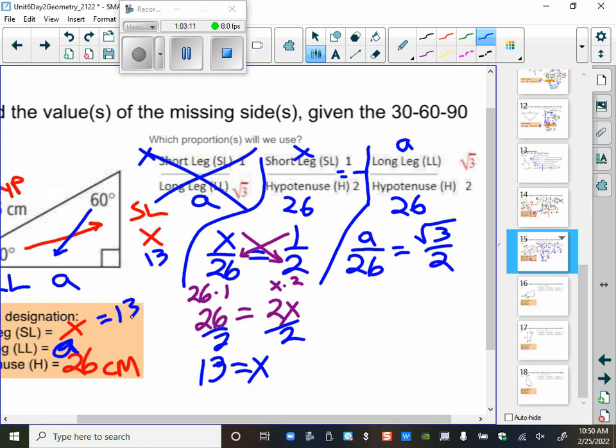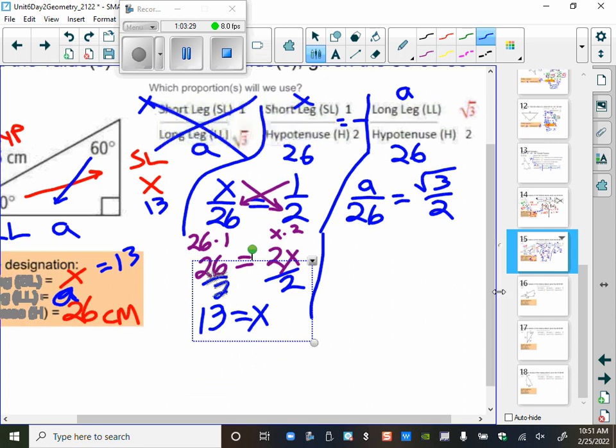Okay, what else do we need to find? All right, now we need to find the A. So x is done. What was x? X was 13, which represented the short leg, right?